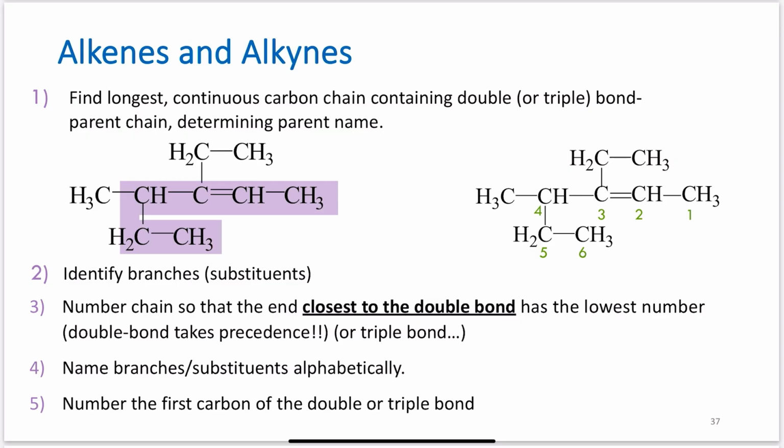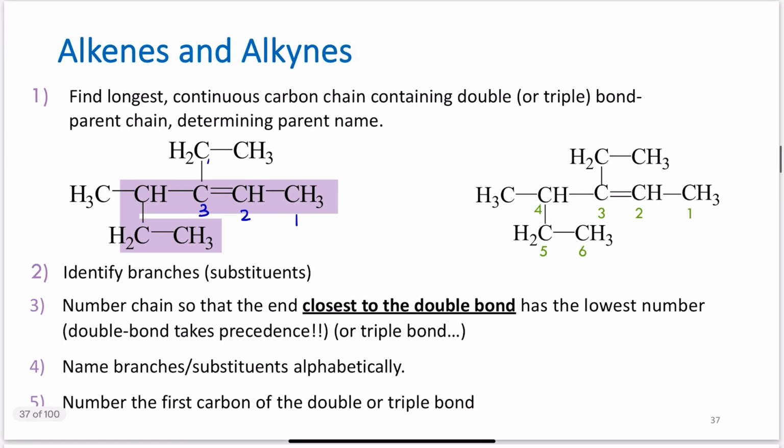So we can see in the structure here, we have a lot of carbons that we could start with, but we have a double bond right here. I have to keep this double bond in the structure, or in the parent chain. So if I count 1, 2, 3, that includes it, 4, 5.